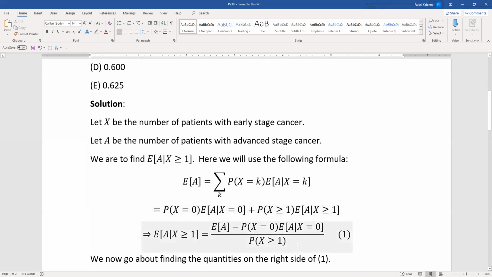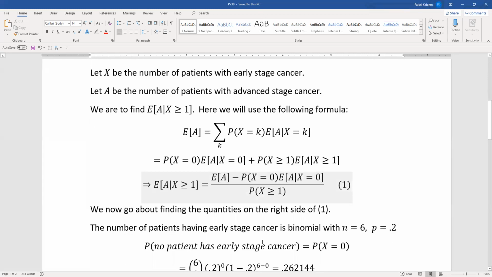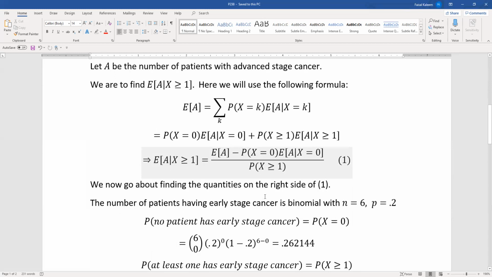And now what we will do is we will one by one find all the values on the right hand side. So there are 4 of them. There is this term E of A, then there is P of X equal to 0, then there is E of A given X equal to 0, and then we have the denominator, probability X greater than or equal to 1. So we first find the denominator. We find probability X greater than or equal to 1. In fact, on the way of finding probability X greater than or equal to 1, we will also find probability X equal to 0, which is this term in the numerator.